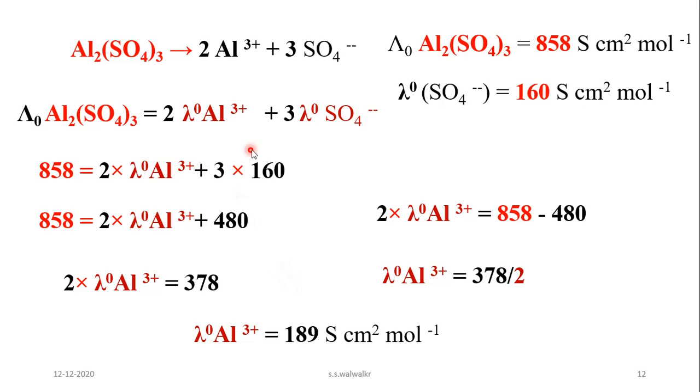So if the molar conductivity of the anion and of the electrolyte is given, then you can find out the molar conductivity at infinite dilution, that is the lambda 0 value, of the cation. So like this you have to solve the numerical problems based on Kohlrausch law.